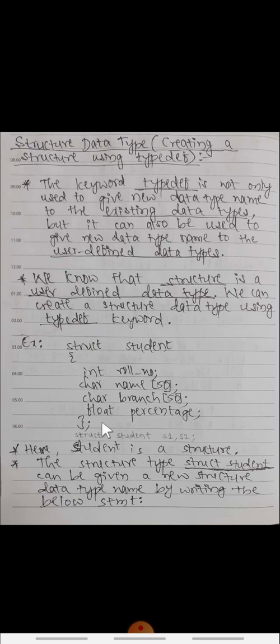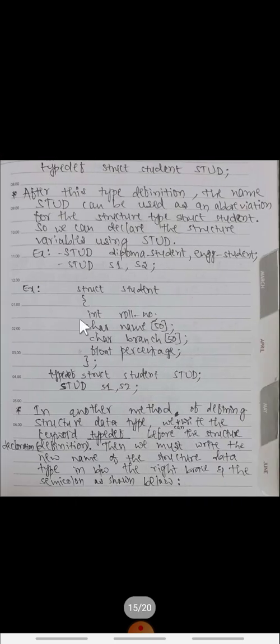Struct student is not a built-in data type like int, float, char, double. This struct student is a user defined data type. So here student is a structure. The type of that structure is not int, float, char, double. What type of structure is it? Struct student it is. A structure data type struct student can be given a new structure data type name by writing the following statement. How can we give a new name?